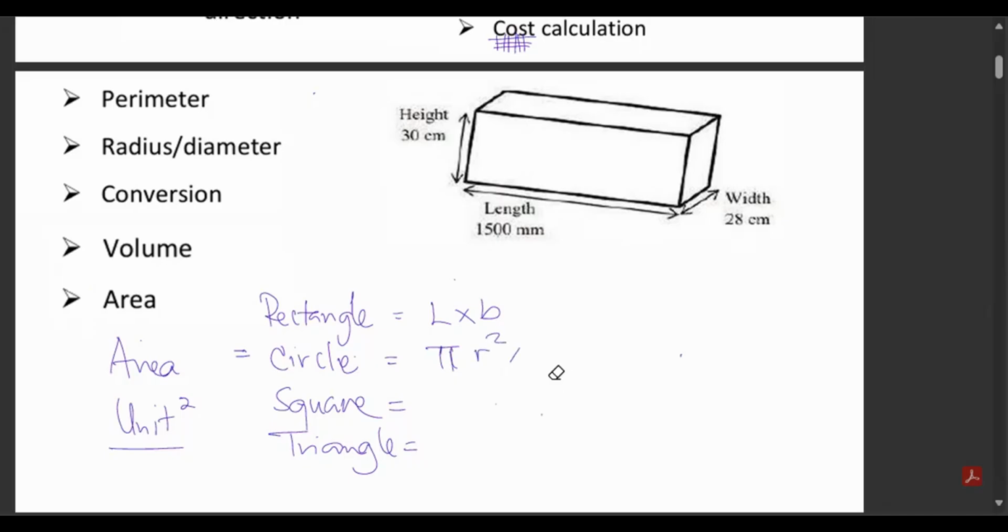That's the area of a circle, whereby pi is a constant number. Pi is a constant number, which is 3.142. Always, where you see the symbol pi, you put that number.